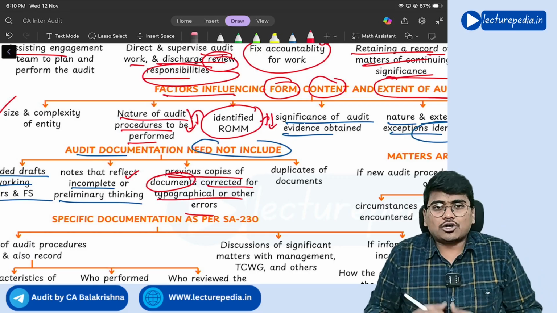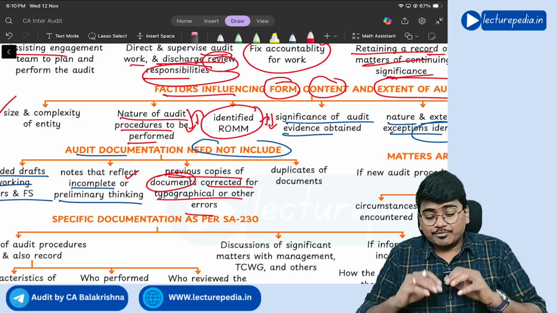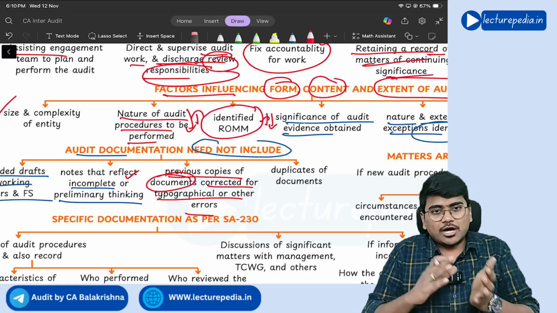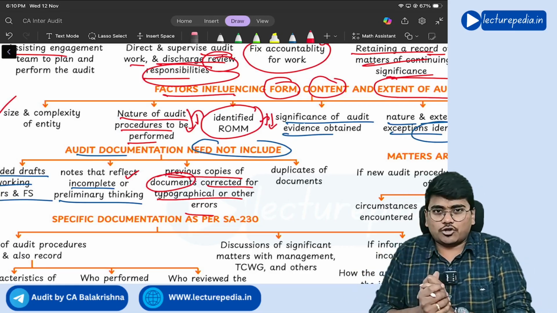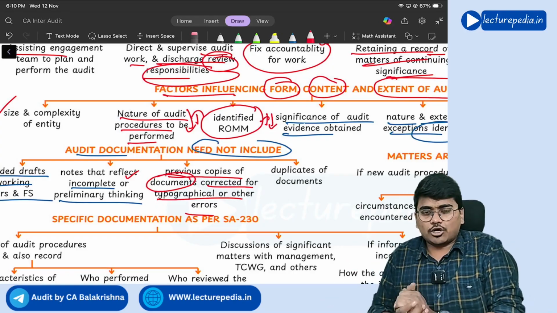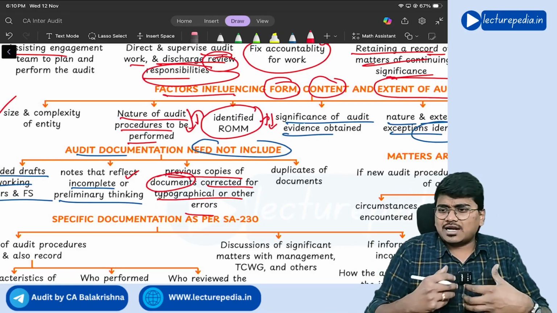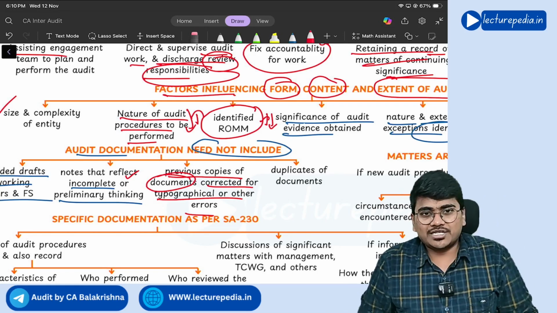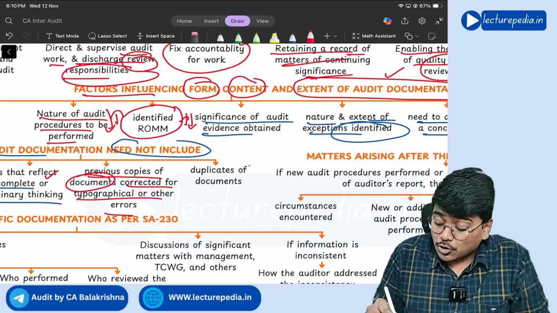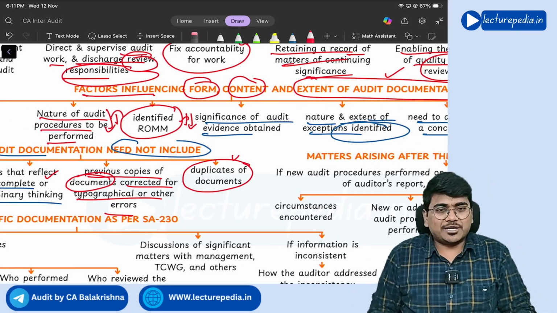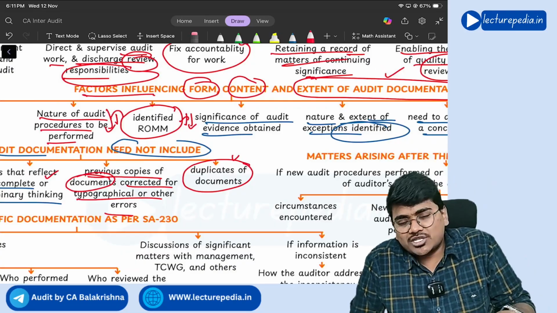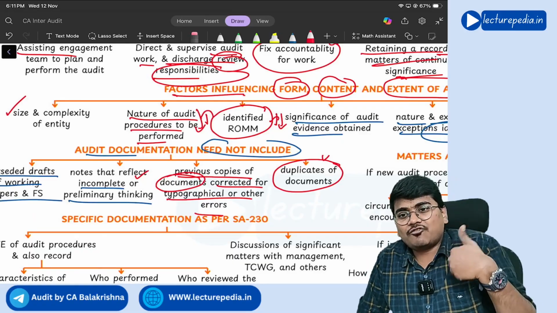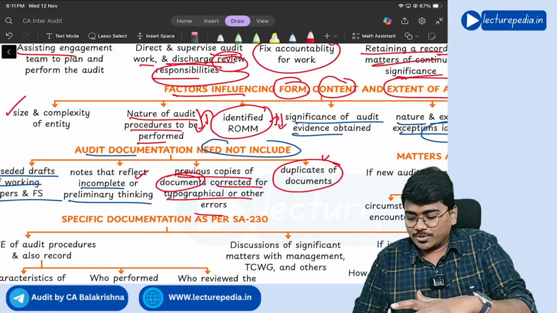Next, previous copies of documents corrected for typographical or other errors. So in the audit documentation, while preparing them, there can be some spelling mistakes. To correct those spelling mistakes, you would have prepared another correct version of the document. When you have that corrected version of the document, the previous document that contains spelling mistakes need not be kept in the audit documentation. Got it? Yes. Next, duplicates of documents also need not be kept in the audit documentation. If you keep the original documents, that is sufficient. So all these four things need not form part of audit documentation.